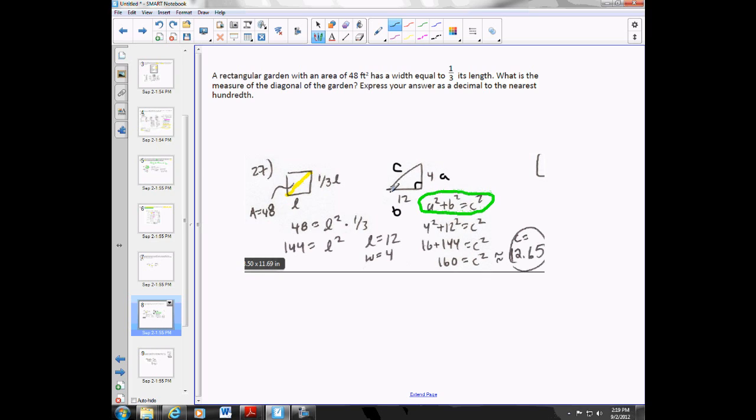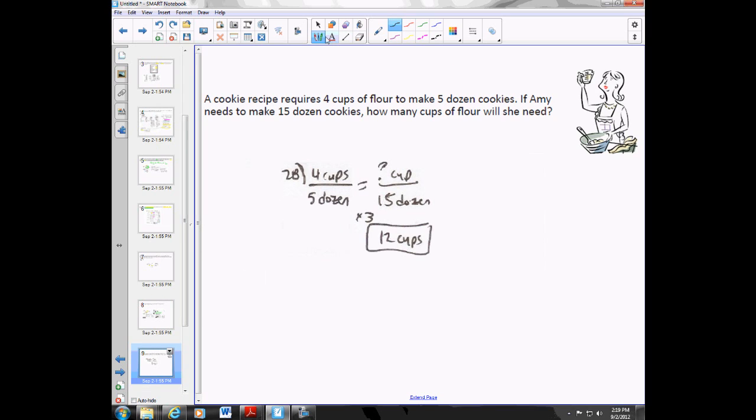The Pythagorean theorem says that if you square this number and add it to that number squared, it'll equal the third side squared. So you do 4 squared plus 12 squared. That's 16 plus 144, which equals c squared, and c squared equals 160. Now this is where you need to use your calculator, do the square root of both sides, and that gives you 12.65.